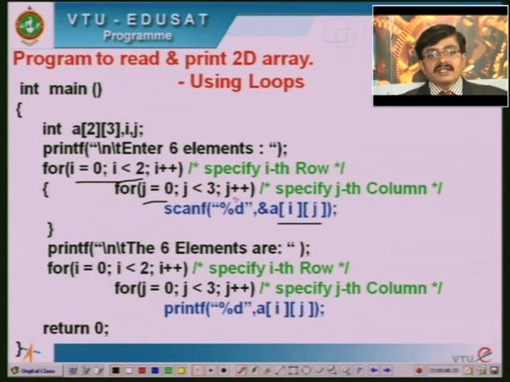Now when j is further incremented, j becomes 2, I will be reading A of 0 2, that is the third element of the 0th row. So likewise, using the looping construct, I can read the elements of the matrix here, even if the array size is 10 cross 10.